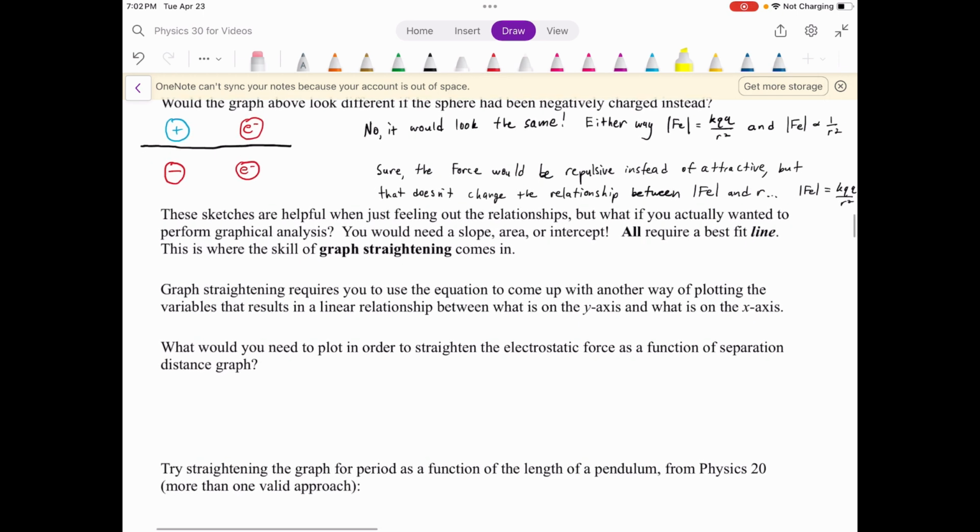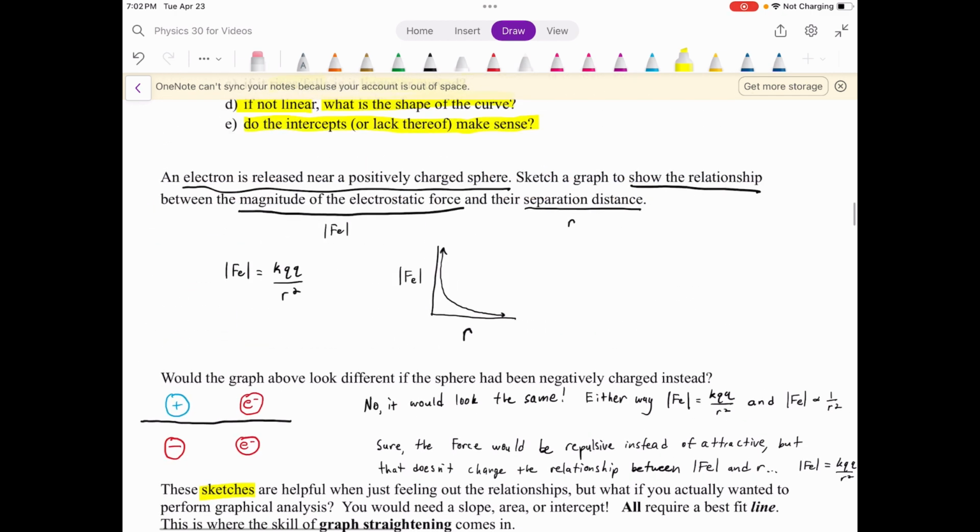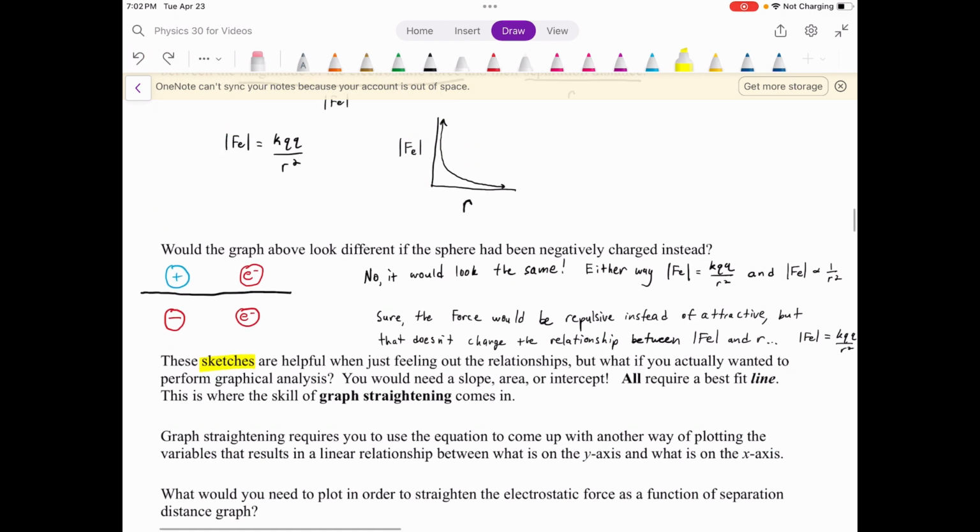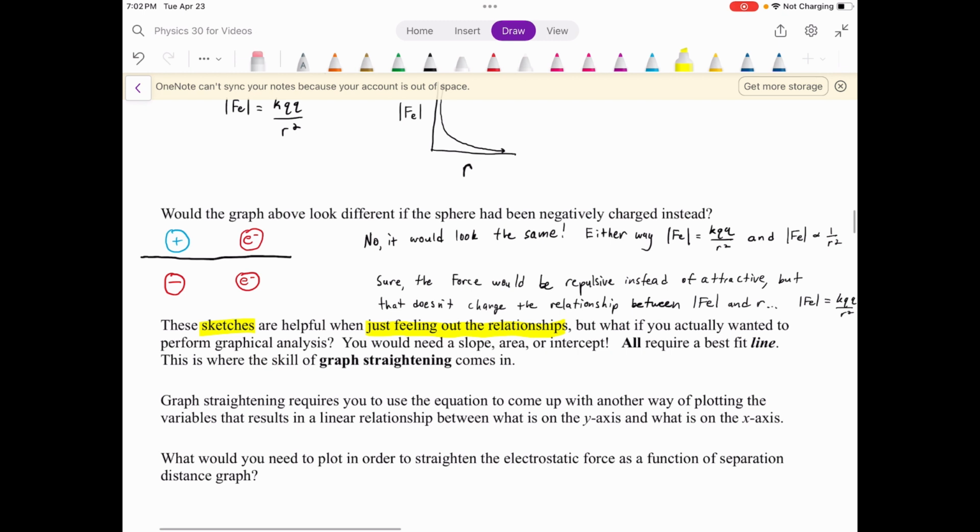All right, now let's get into a new skill. We touched on it in Physics 20 a little bit, but we're really going to use it here in Physics 30 now. So these sketches, and that's what they are, they're sketches, right? Obviously we didn't actually plot any data or calculate anything with that. It was just getting a feeling for the relationships, visually representing how Fe depended on r.